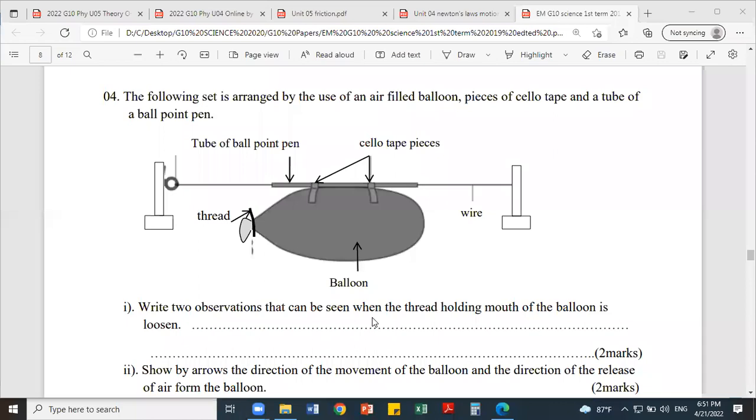Any volunteers? What are the two observations when you open the mouth of the balloon? Common sense, don't think too much. So what do you observe? Observe means whatever you observe through your naked eye. Any volunteers? Yes, Badika? Yes, you can tell the answer.